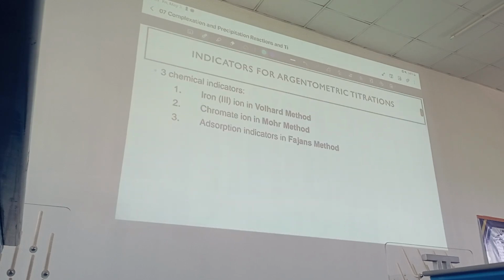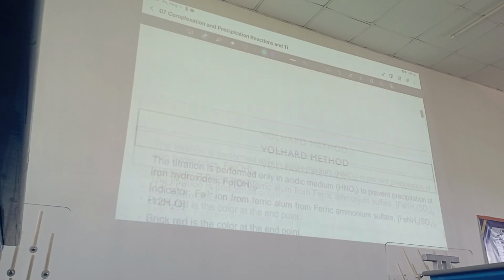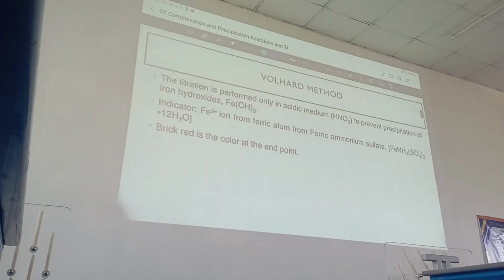There are three chemical indicators. We have the iron(III) ion for the Volhard method, chromate ion for the Mohr method, and adsorption indicators for the Fajans method. The pronunciation is Fajans. So first, the Volhard method.